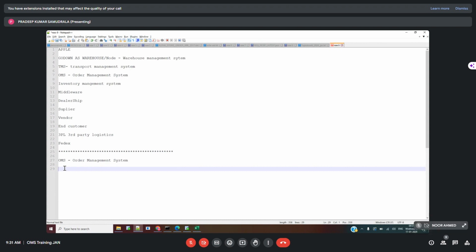To manage this entire flow, we need an application called the order management system. As part of supply chain management, the order management system helps the end customer to request or demand something and get the product to his doorstep. It is used for having this particular flow fulfilled. That is the generic explanation of the order management system. On the technical side, we have many technical discussions which we are going to have in the upcoming sessions.